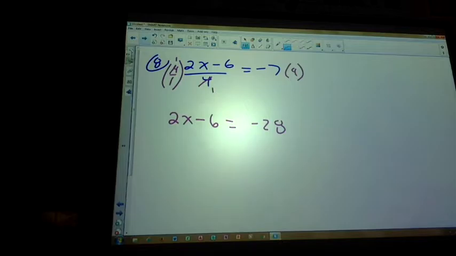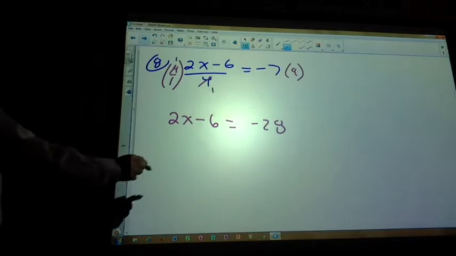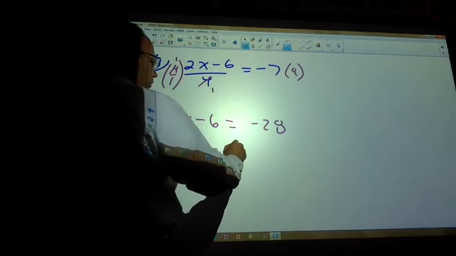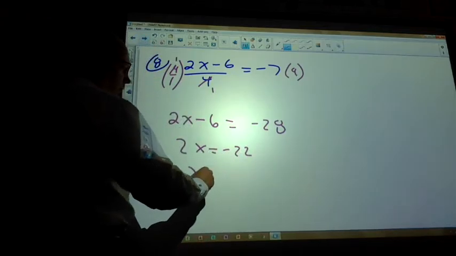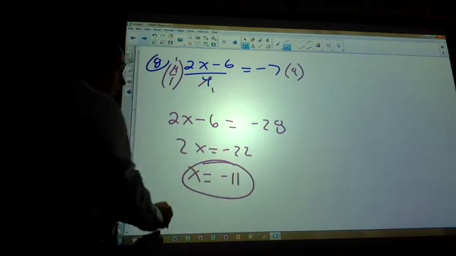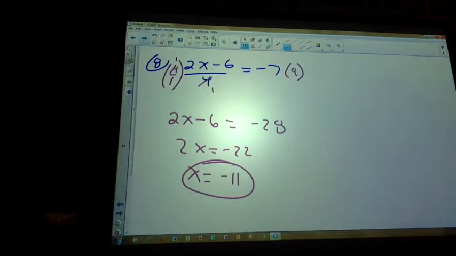So you don't really have to do anything, essentially. I multiplied everything by 4, so now I can solve it. Add 6. So that's what? Negative 22. So x is equal to negative 11. Anything else? Are we okay?